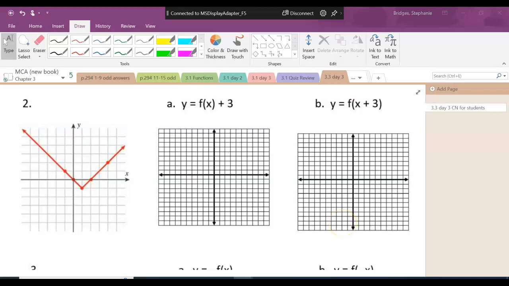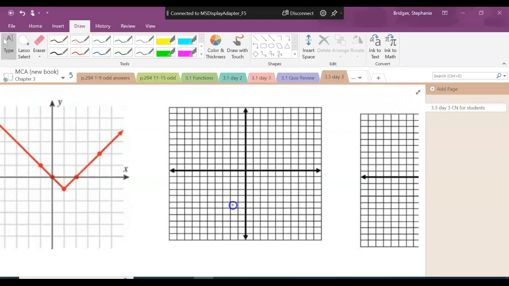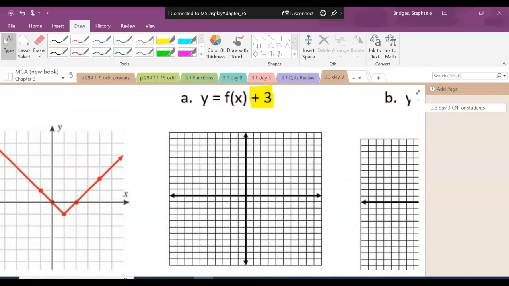For number 2A, what is this +3 going to tell me? Which way does that move? Up 3. So again, I'm going to start at my original points that I see. I see a point at -1, +1, so I'm going to go there. I'm going to go up 3.